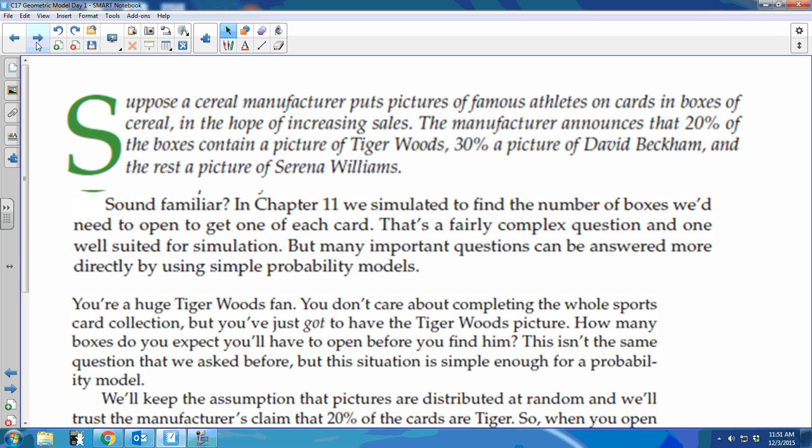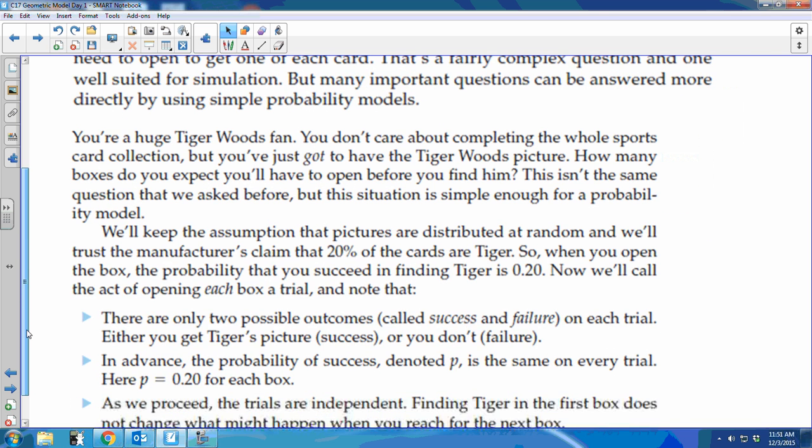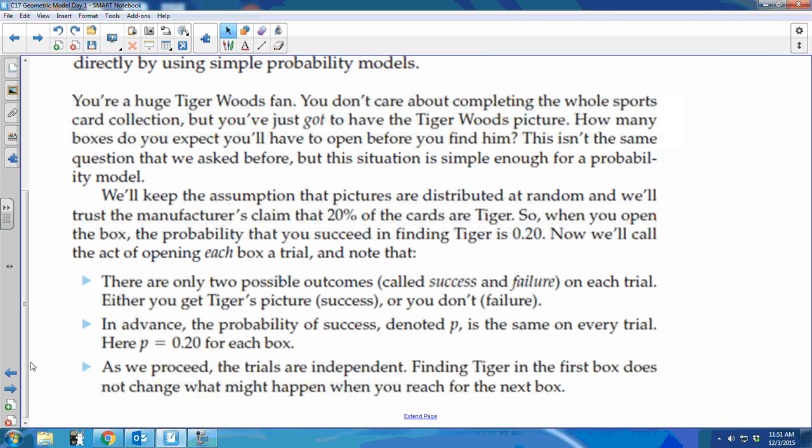All right. So in chapter 11, we were asking complex questions that were good for simulations. In this case, though, we're going to change some things, and we maybe could have answered some questions with a probability model instead of having to do a simulation if they were a little bit easier. So for example, you're a huge Tiger Woods fan, and you don't care about completing the whole sports card collection. You don't care about the Serena Williams card. You don't care about the David Beckham card. But you've just got to have that Tiger Woods picture. How many boxes do you expect you'll have to open before you find him?